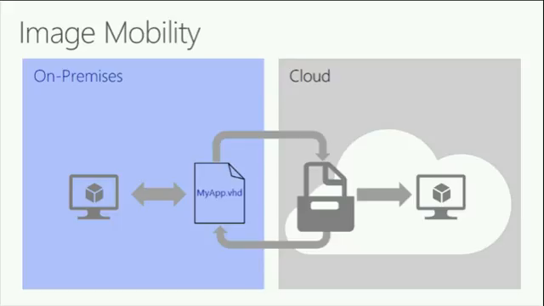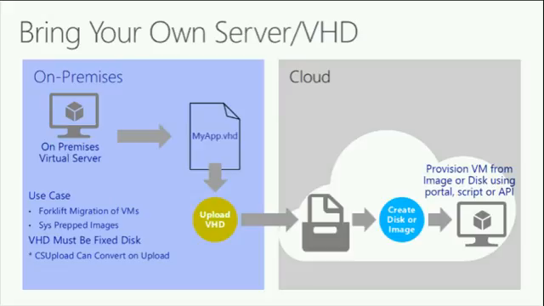Regarding image mobility, you can take your VHD, your virtual hard drive, and move it between on-premise environments, as long as you have Hyper-V, and move it around. A few people have asked me, what about VMware? There are utilities out there. You can convert these disks very easily. You can use a utility to take a VMware image, convert it into a VHD, and upload it into Windows Azure, which just simply works. Very easy. And bring your own server.